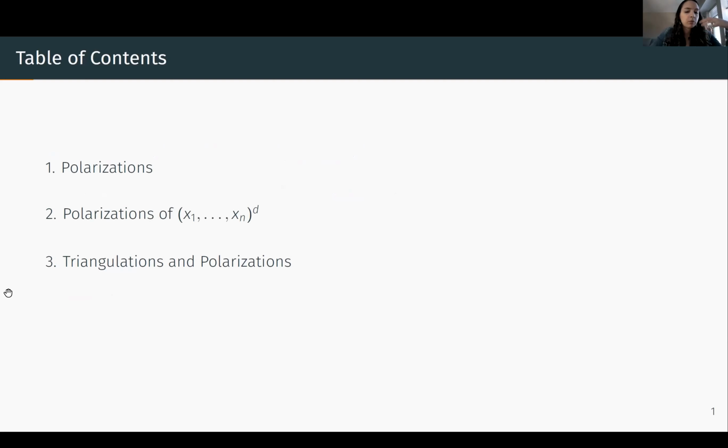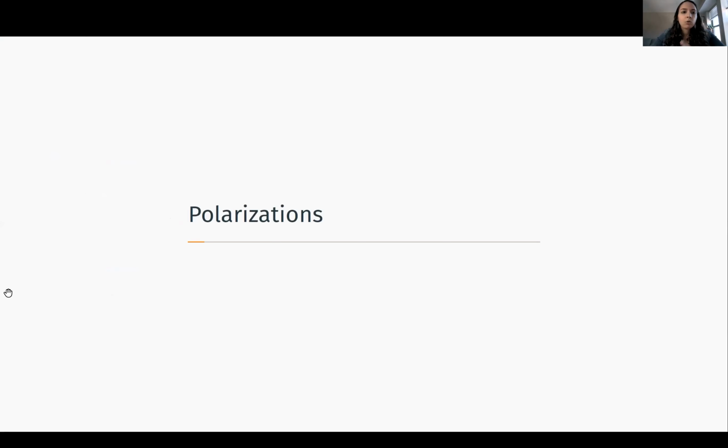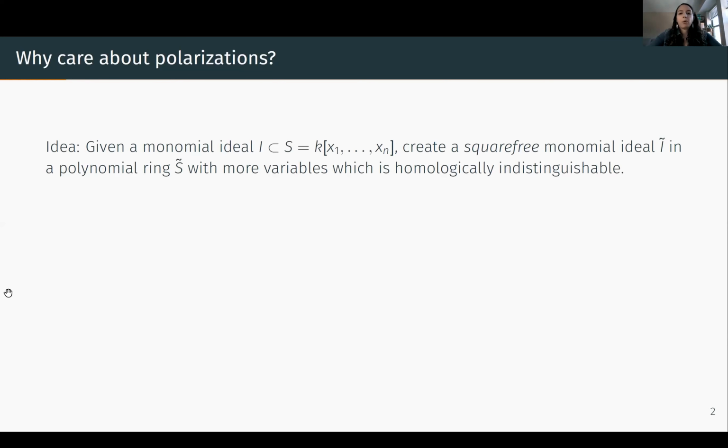So what I'm going to do is talk a little bit about polarizations and why people care about them. And then I'm going to talk about a characterization of polarizations of powers of the maximal ideal. And then I will connect that to triangulations. So to start, why would you care about polarizations?